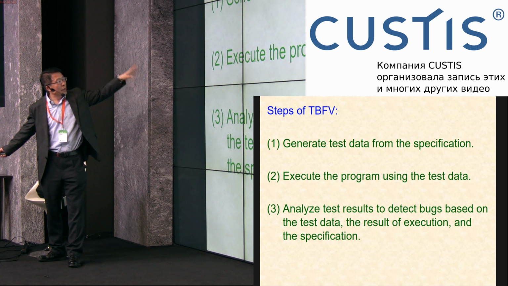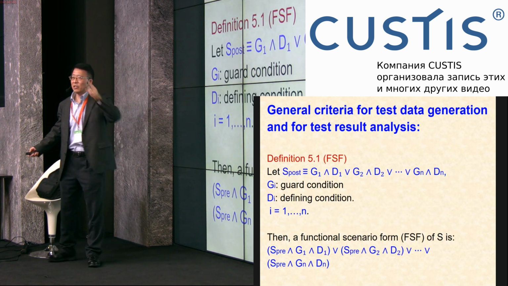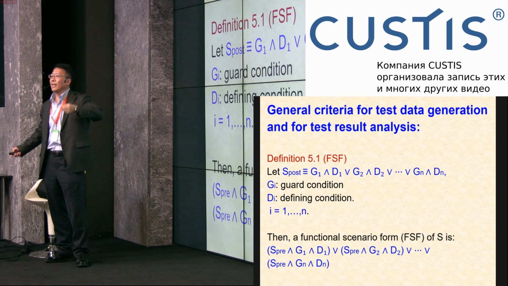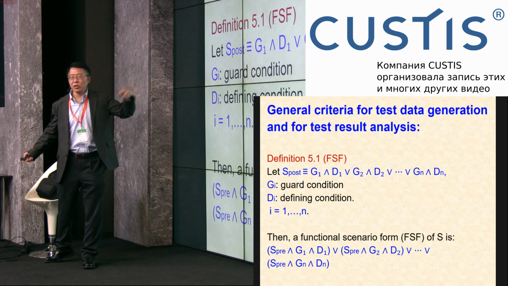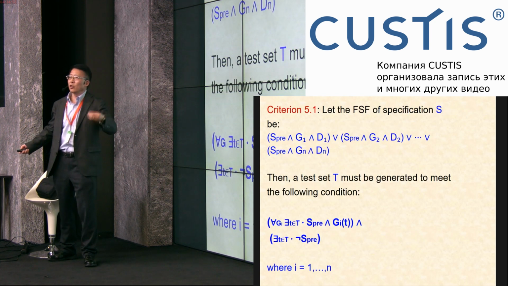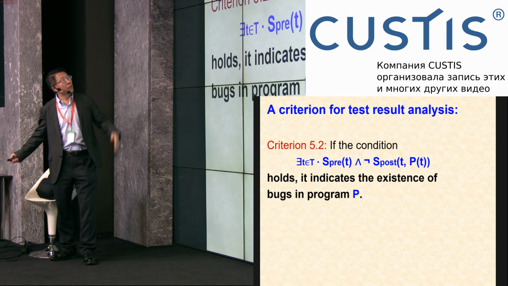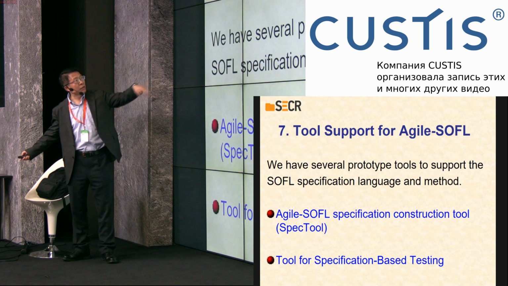Right, okay. So these are just the steps, and this is just the technical details of how to do that. Basically, we are based on a kind of functional scenario, which is a conjunction of the three conditions. Based on that, you can generate test data. You can also derive the test oracle to automatically evaluate your results. So this is the test oracle.